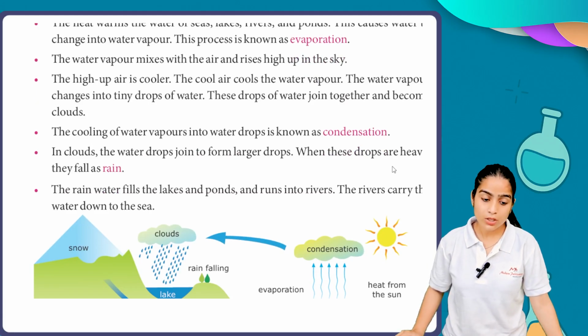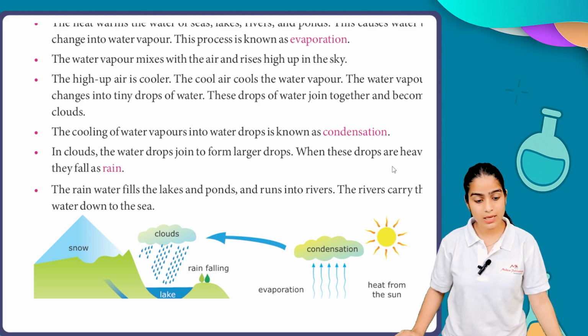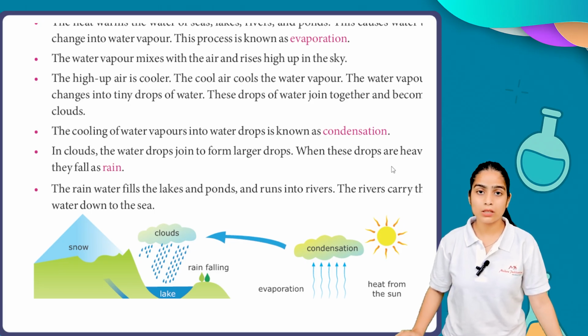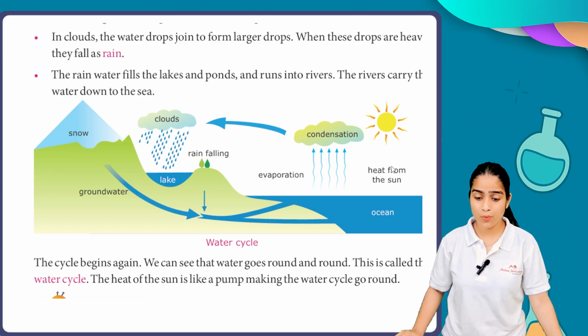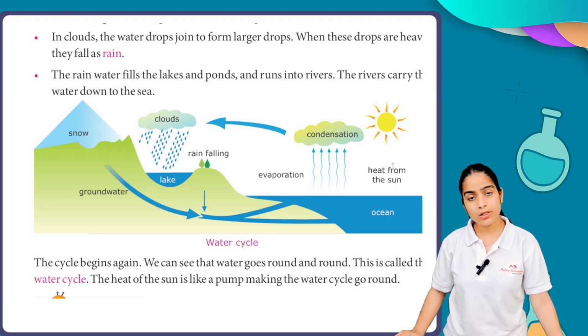The rainwater fills the lakes and ponds and runs into rivers. The rivers carry the water down to the sea. So the rain helps to fill the water into the seas, lakes and ponds. And again the same process repeats. The cycle begins again. We can see that water goes round and round. This is called the water cycle.